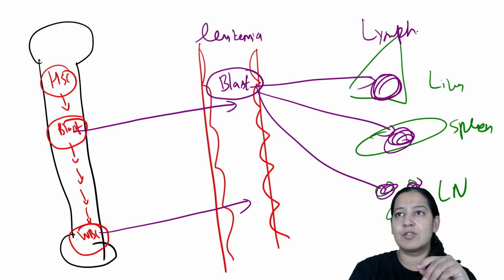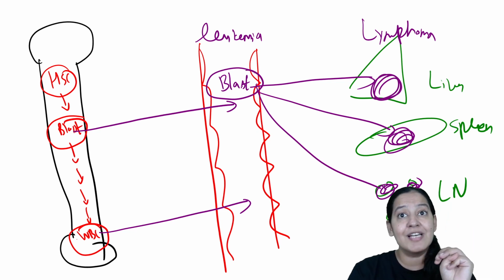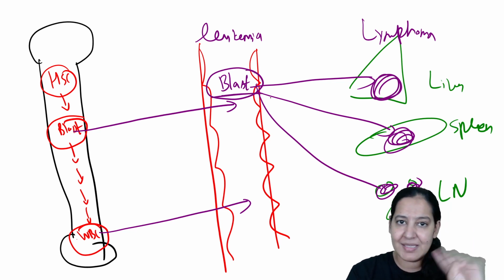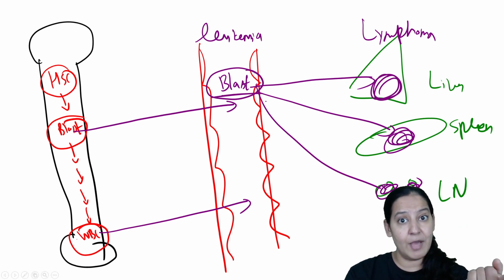So lymphoma is a solid organ malignancy, either malignancy of liver, spleen, lymph node. Leukemia is blood malignancy. In leukemia you will not find a mass anywhere. There will be no mass in leukemia, and in lymphoma you will find a mass. So that is leukemia and lymphoma.